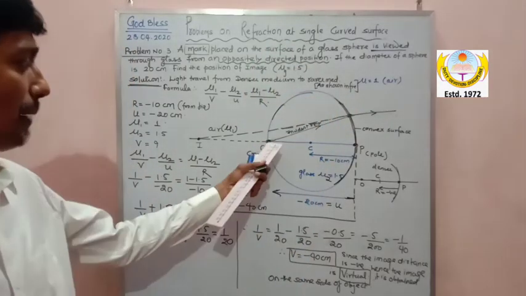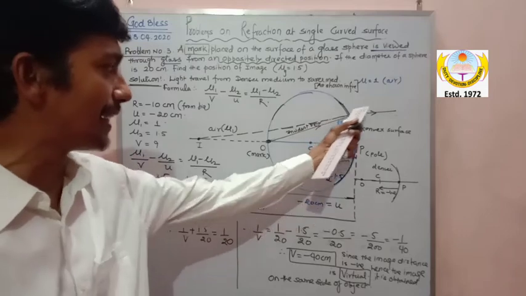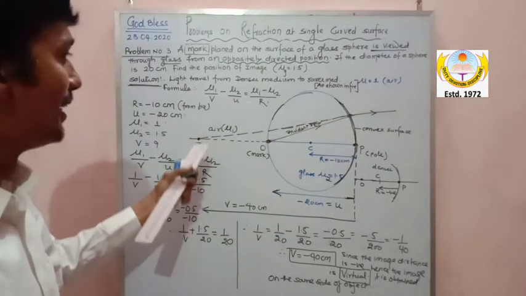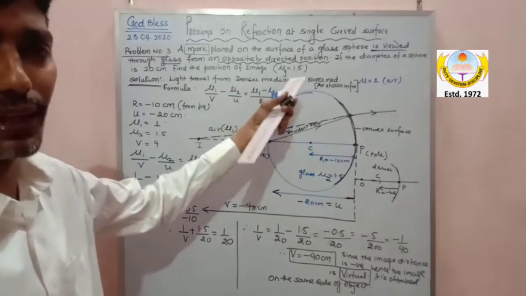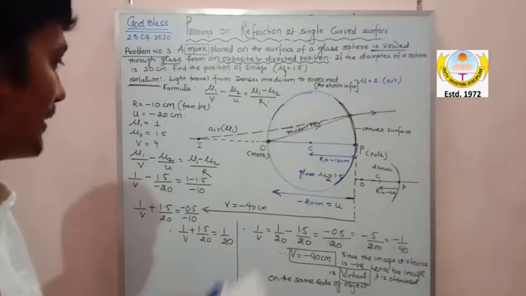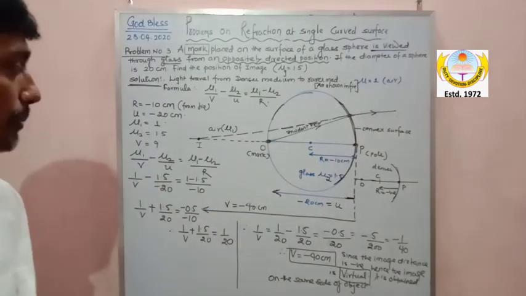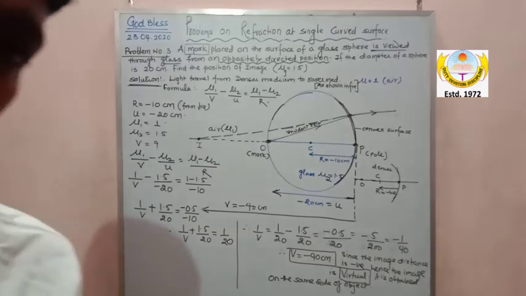And now you can see, my dear, the ray is traveling in the denser medium, forming the image in the rarer. So it is a question of light traveling from denser to rarer, and this is the diagram. I hope you understood problem number 3. Now let's move on to the next problem.